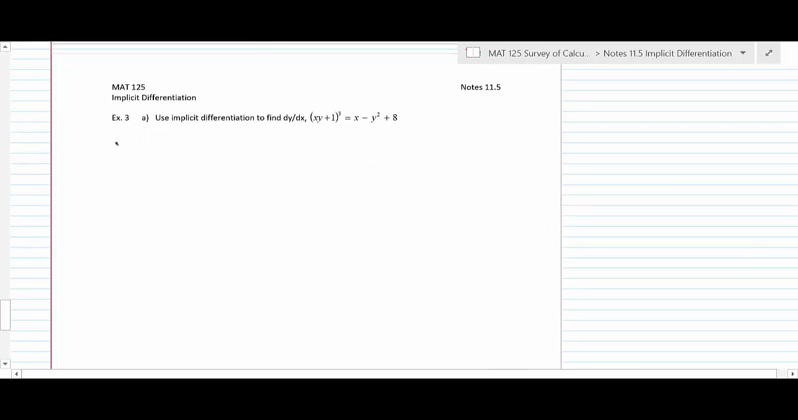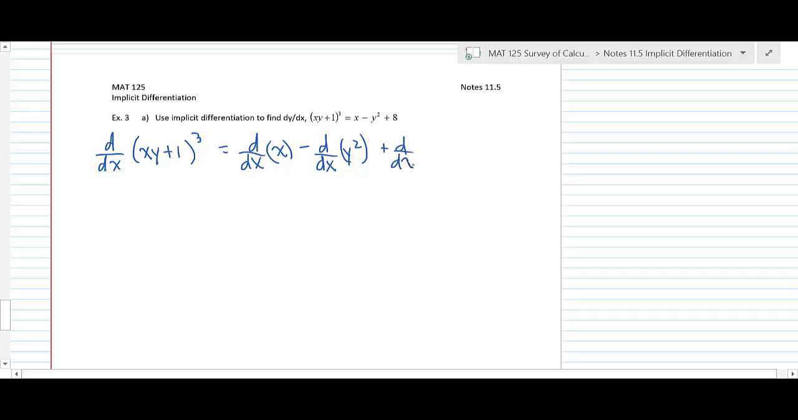So we want to go ahead on this one and do the derivative of the left side, which is xy plus 1 to the third. And then we're going to do the derivative of each piece. Okay, you can save a step by just saying, okay, I'm doing the derivative of x minus the derivative with respect to x of y squared, and then plus the derivative of 8 like that. Okay, so we need to just focus on each of these derivatives and make sure we do them correctly.